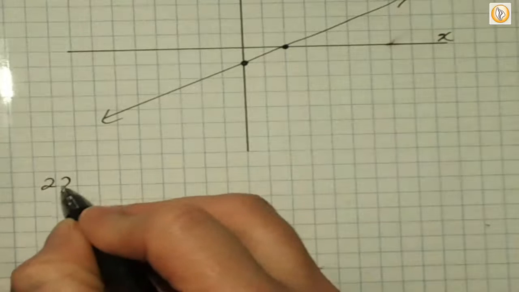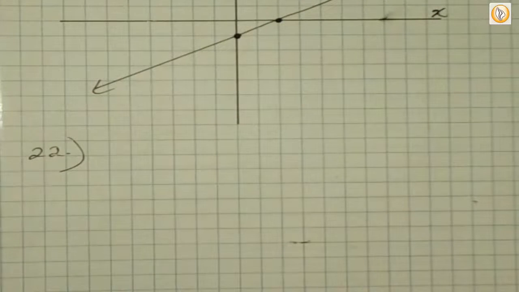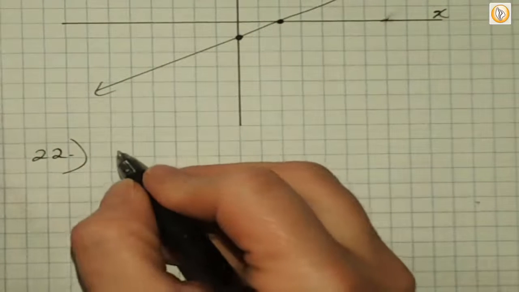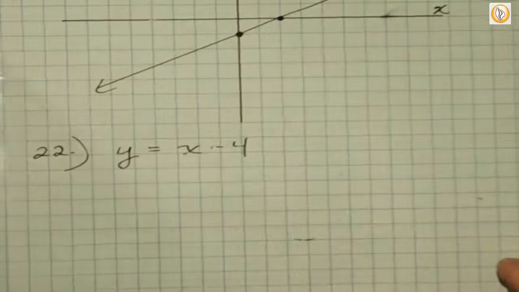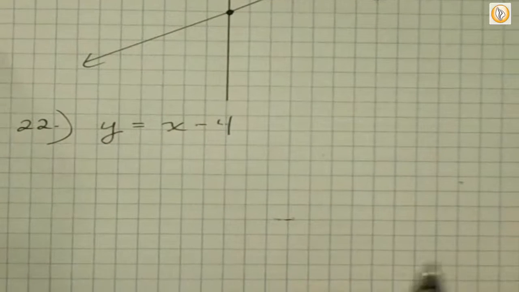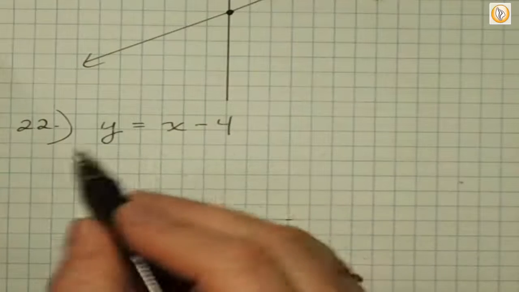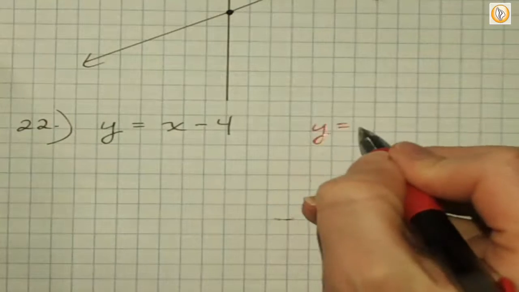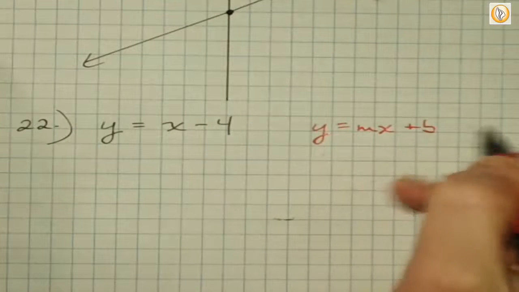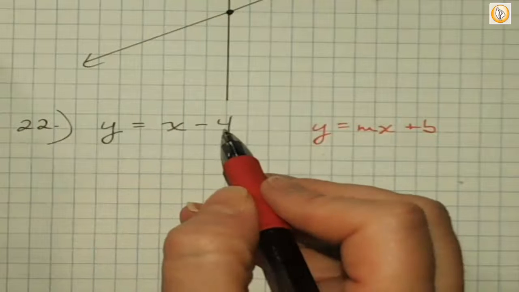Okay. Let's do another. 22. Joseph, this time you're going to do this on your own. 22. Oh, this is a good one. Y equals x minus 4. Okay, Joseph. What is my, first of all, is it in y equals mx plus b format? No, it's not. Is it in at least this format though? Yes. Okay, so y is by itself, we have the x and then that.